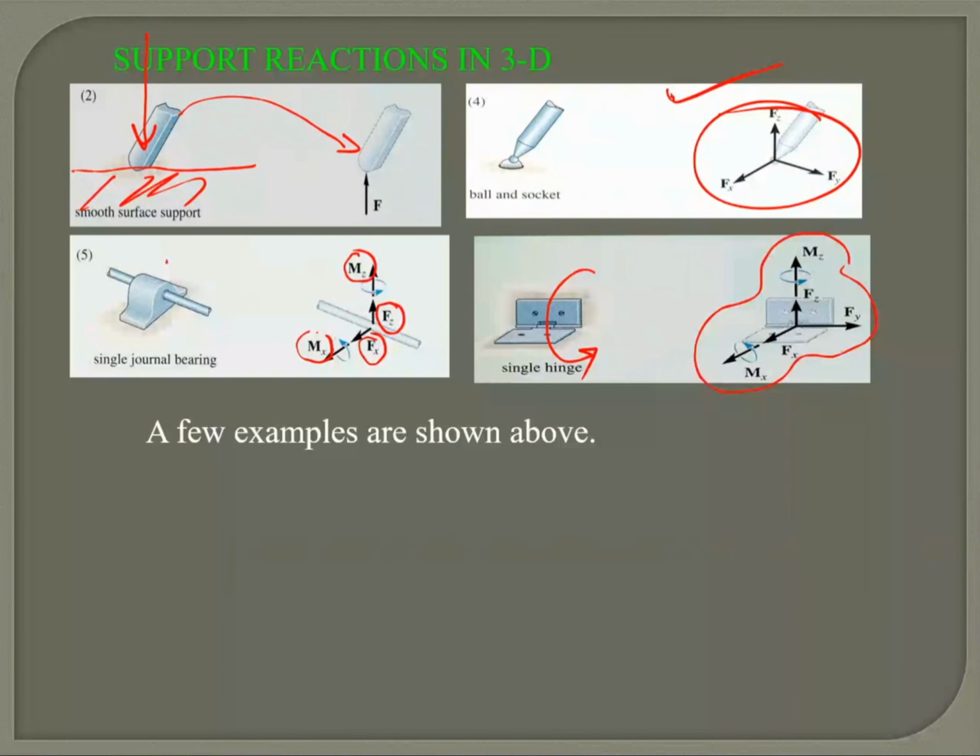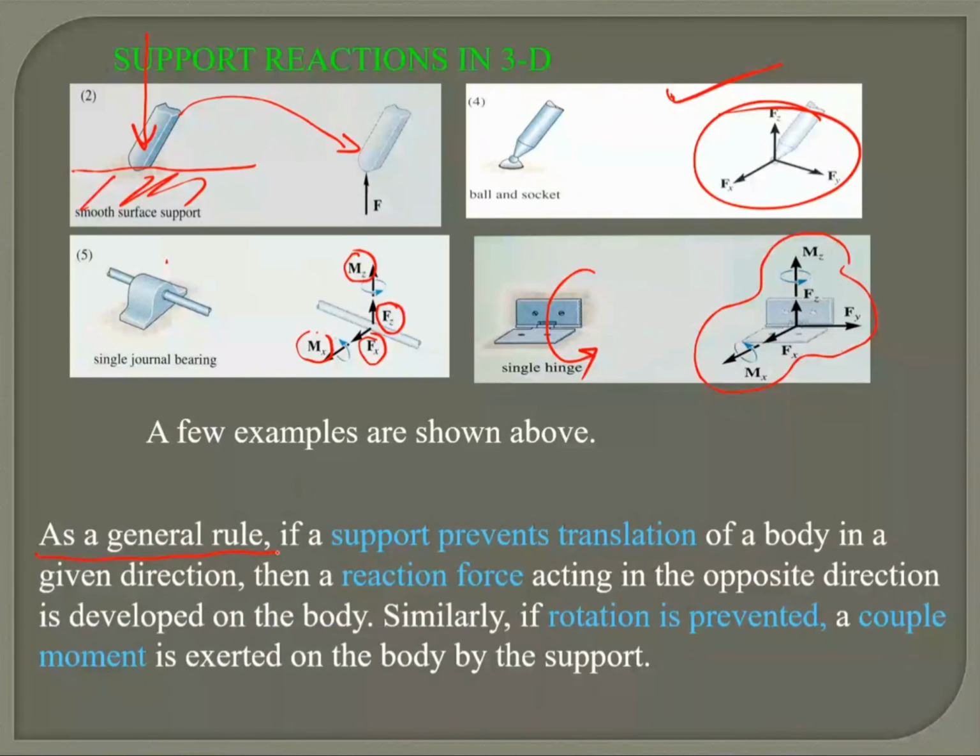Yes, sir. Sir, it says here, as a general rule, if a support prevents translation of a body in a given direction, then a reaction force acting in the opposite direction is developed on the body. Similarly, if the rotation is prevented, a couple moment is exerted on the body by the support. So in simple words, in 3D, you've got 6 degrees of freedom, 3 linear, 3 rotation. If the support cannot move along any particular axis, then you will have a linear reaction force. If the support cannot rotate along any axis, then you will have a reaction moment. Okay, I've mentioned it many times.